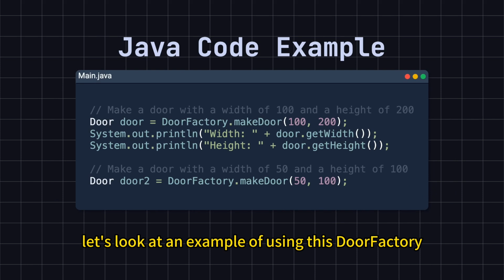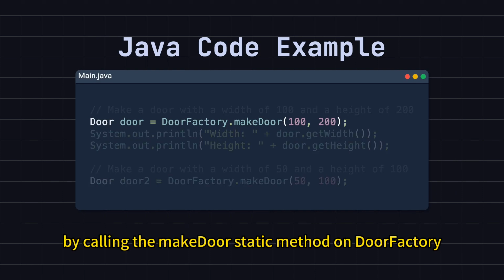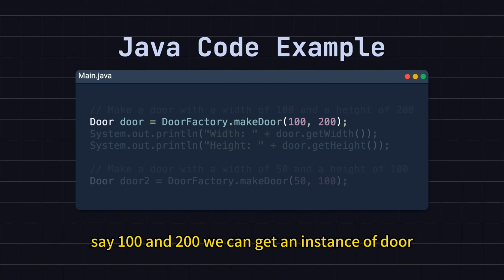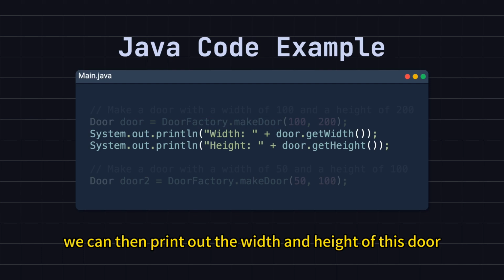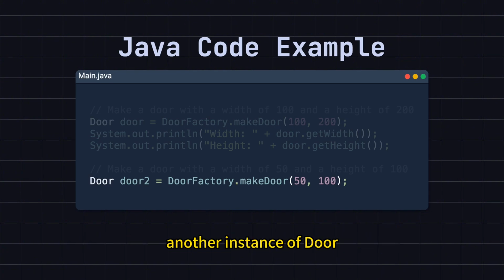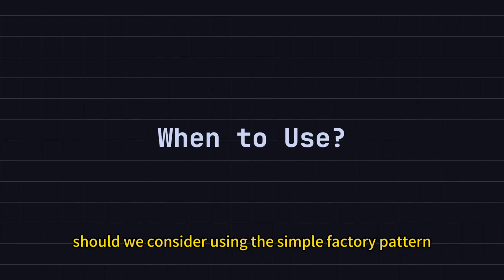Let's look at an example of using this doorFactory. By calling the makeDoor static method on doorFactory and passing in the width and height, say 100 and 200, we can get an instance of door. We can then print out the width and height of this door. Similarly, we can use doorFactory to quickly create another instance of door, say door2, with a width of 50 and a height of 100.